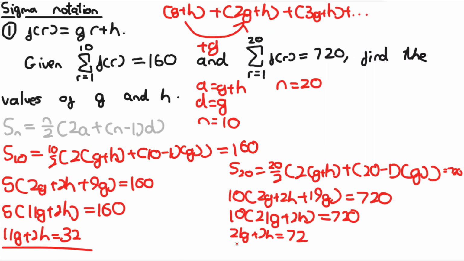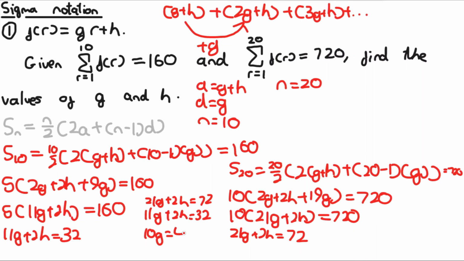So now we have two simultaneous equations. 21g plus 2h is equal to 72, and 11g plus 2h is equal to 32, and we can solve these two simultaneous equations by whatever way you want. The way that I would do it is just minus this one from this one, because we have the two 2h's here which will cancel out, to just leave 10g is equal to 72 minus 32, which is equal to 40. So therefore g is equal to 40 divided by 10, which is equal to 4.